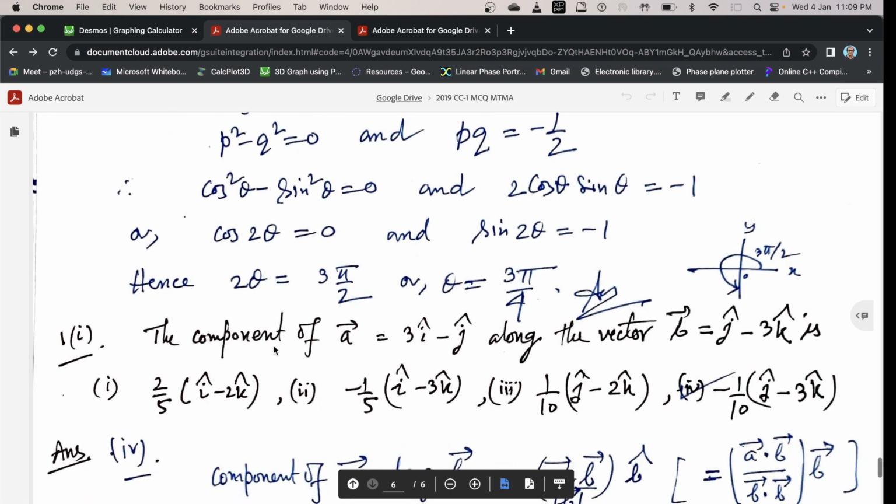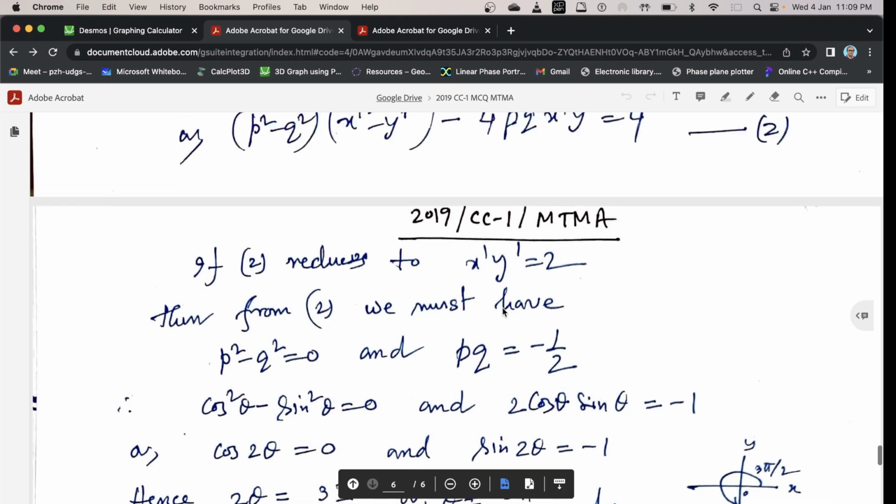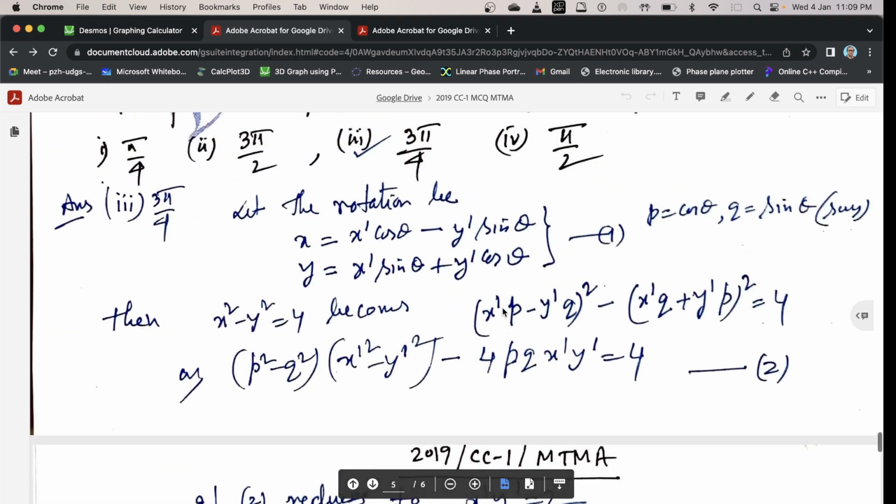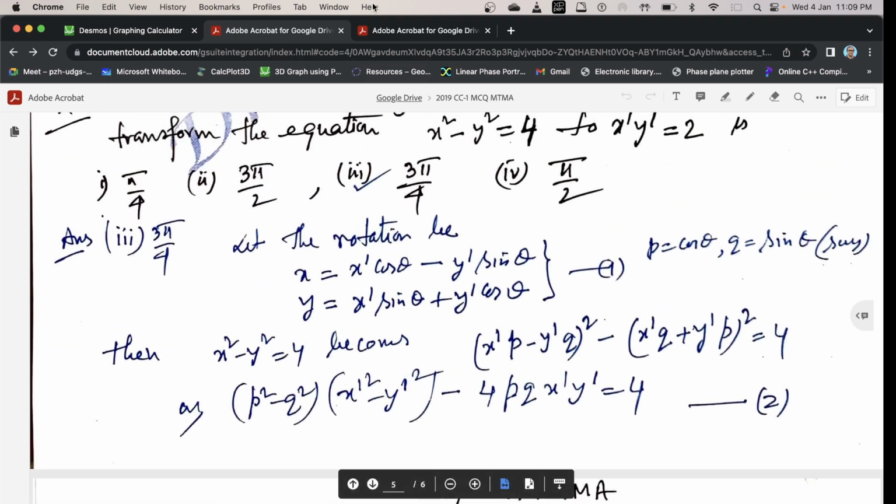And so obviously cos 2 theta equal to 0 means 2 theta is equal to pi by 2 or 3 pi by 2, and sin 2 theta equal to minus 1 gives 2 theta equal to 3 pi by 2, so theta equals 3 pi by 4. So the correct answer is 3 pi by 4, option 3.